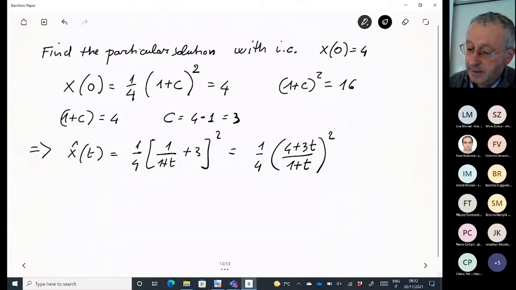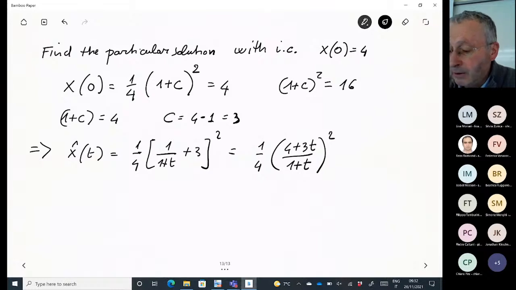You can check this. If t is equal to 0, here you get 4, so the parenthesis has inside 4, squared is 16, divided by 4 is 4. So x at time 0 is actually equal to 4, okay? Now, is there any way to check the solution? Yes, you know that.